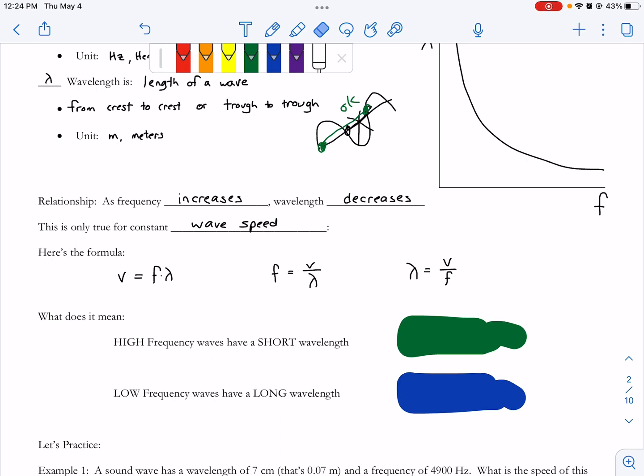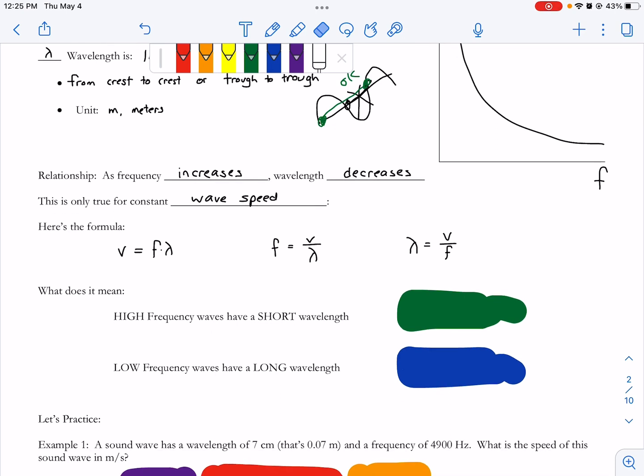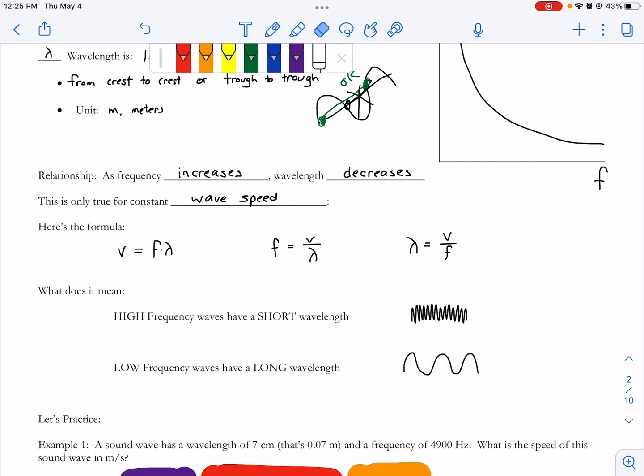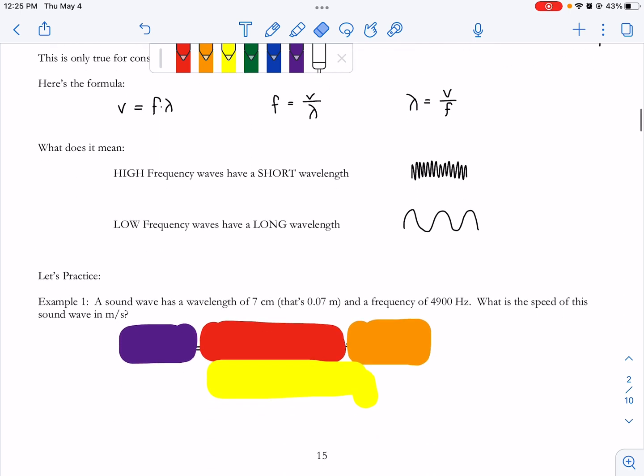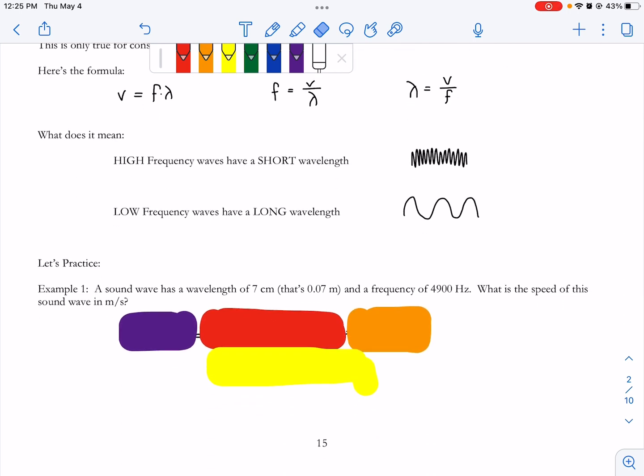Now these are the pictures that I was talking about, and this is what you've probably seen in a lab or will see in a lab. High frequency waves have a short wavelength, so when they're moving really fast, they have a lot of little wiggles, so they look like that. That's a high frequency and a short wavelength. If they have a low frequency, there aren't very many waves passing, so they probably have a long wavelength like this. So we're going to practice doing some math here.